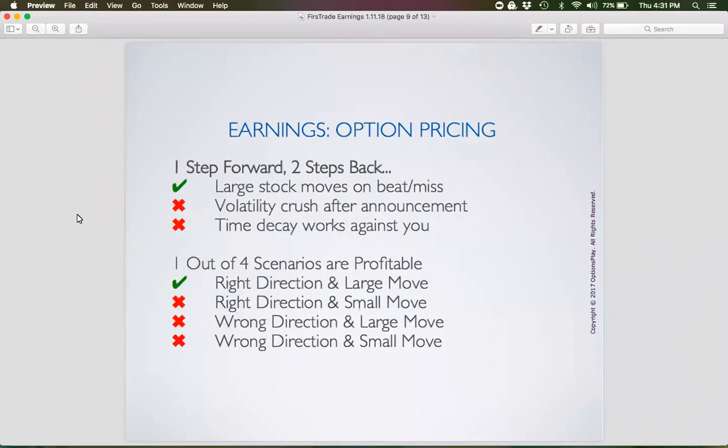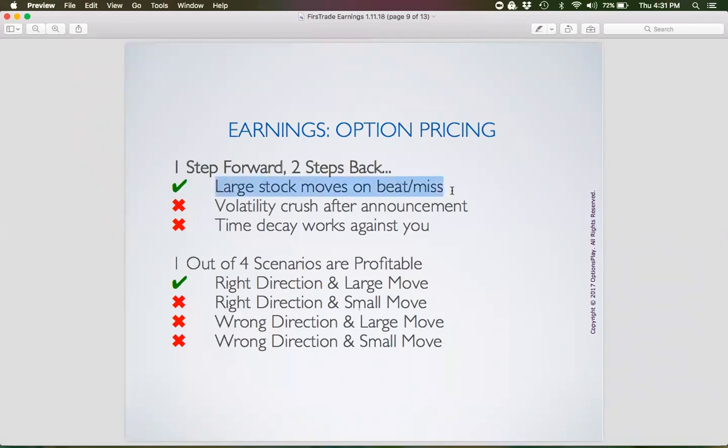So what I want to do is talk a little bit about what happens to options pricing right around earnings, because it is extremely important to understand the different factors that affect your option price in order to trade earnings effectively. Now, trading earnings is not easy. And the reason for this is because I call it 1 step forward, 2 steps back. You have one thing that can potentially be working in your favor when you're trading earnings, while you have 2 other things constantly working against you. So the odds are already stacked against you. So it's really important to understand the things that affect an option price around earnings in order to trade them effectively.